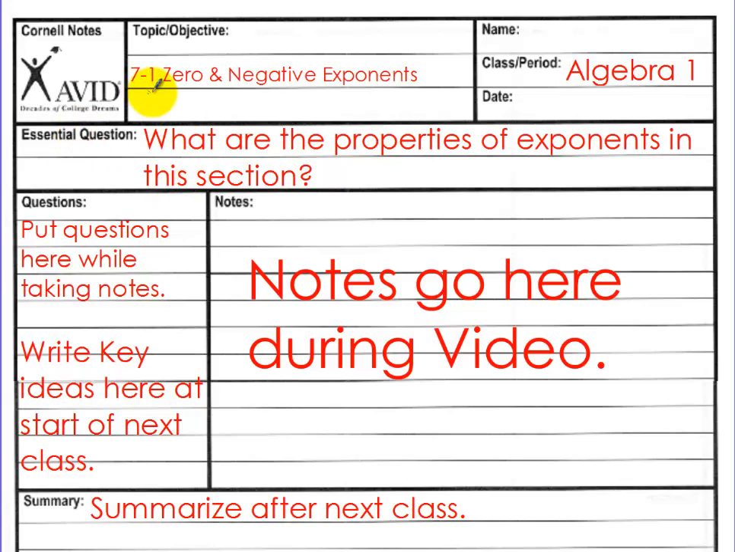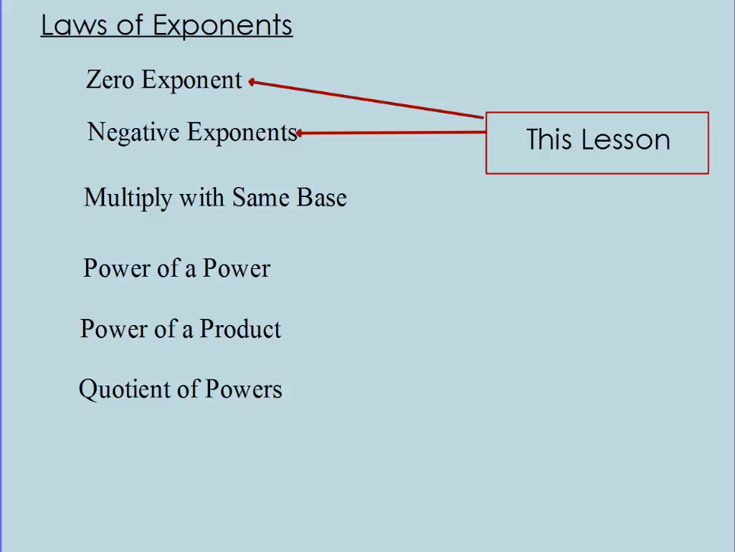Welcome Algebra 1. This is section 7.10 and negative exponents. The essential question is, what are the properties of exponents in this section? Let's begin. So, laws of exponents here. I got 6 different properties, and in this lesson we're going to do the first 2. The next lesson will cover the rest.